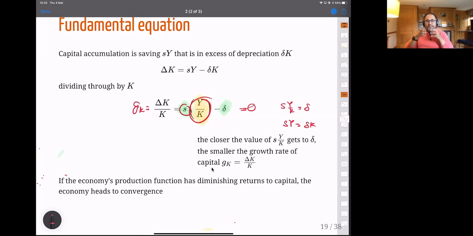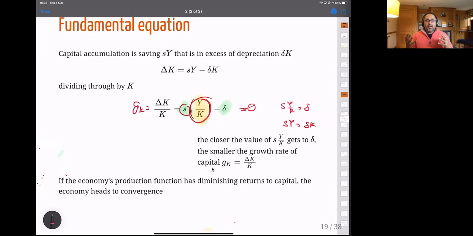Now, this is the fundamental force of capital accumulation. We're going to add bells and whistles to this. So we'll add changes in A and changes in L. If you understand this, adding changes in A and changes in L, so population growth and other things changing, is not very difficult. It becomes quite easy to do that. But this is the fundamental equation.